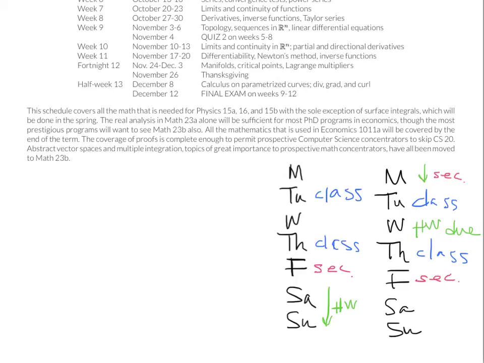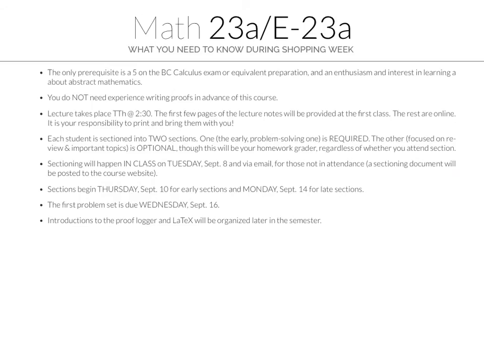So what do you need to know coming out of shopping week? I'd love to stress that the only prerequisite for this class is a 5 on the BC Calculus exam. You do not need to have taken multivariable calculus before. You do not need to have taken linear algebra before. In fact, you don't even need to have taken AP BC Calculus. Maybe you come from a European school where you don't have the AP program. That's okay. We want you to be able to feel secure and solid on differentiation and integration.